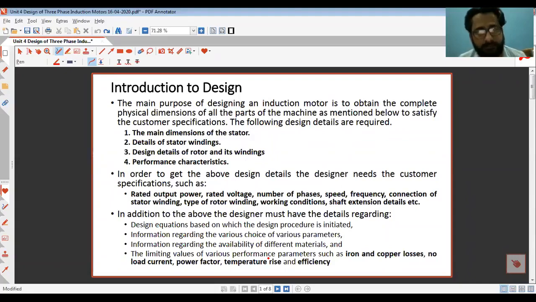What should be the value of that parameter, which is important in designing a machine, that a designer will take care of. And while designing the machine, the designer must keep the standards in mind, right? Design standards. Information regarding the availability of different materials. So what all materials are available to the designer?